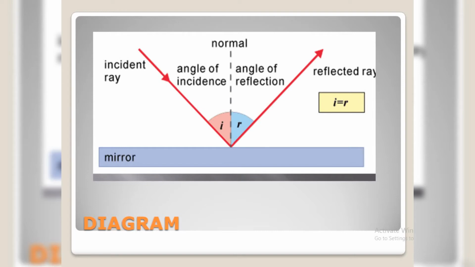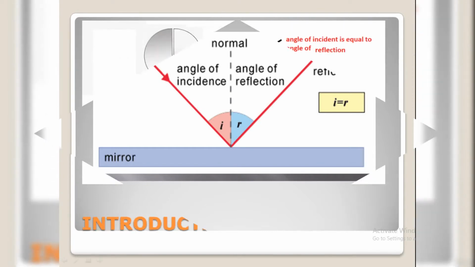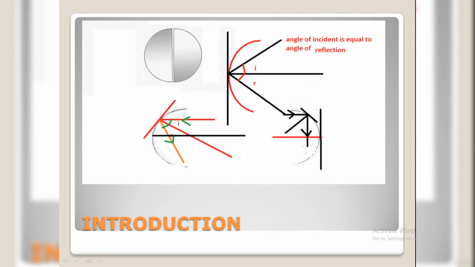Then there are different types of mirrors, sir. Generally, there are different types of mirrors, but we'll take only two types: one is the plane mirror and the second is spherical mirrors. You see here one of the spherical mirrors is given. How the angle of incidence is equal to the angle of reflection takes place here.